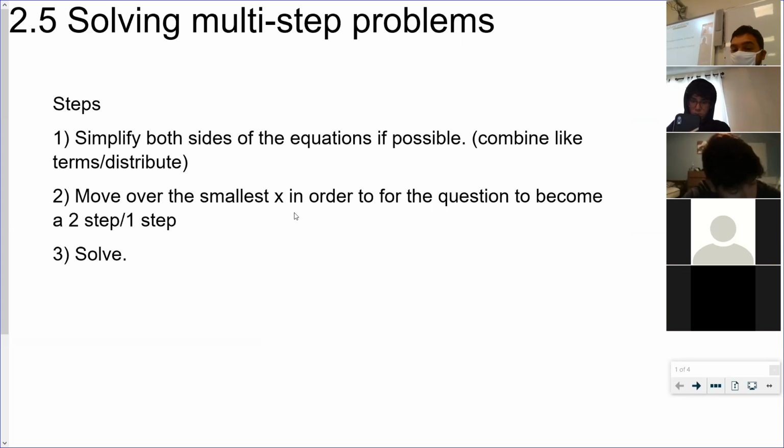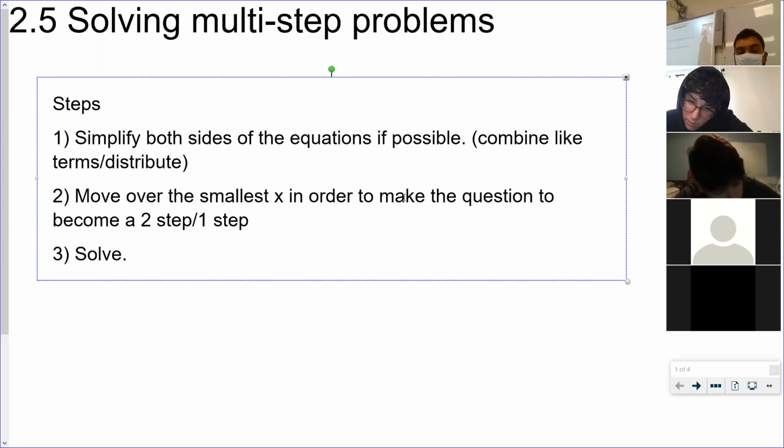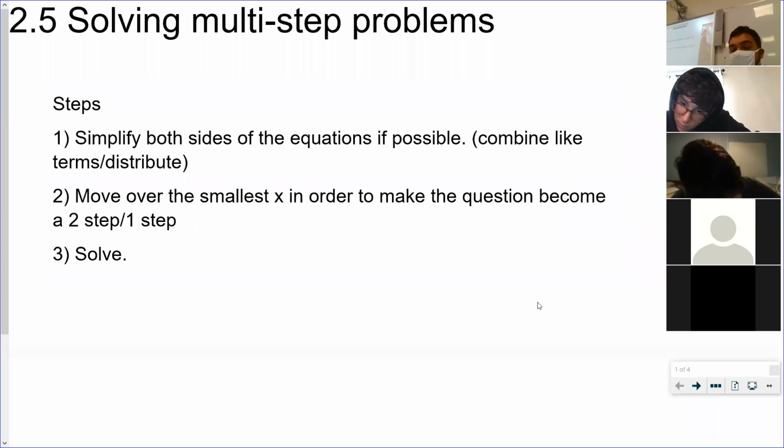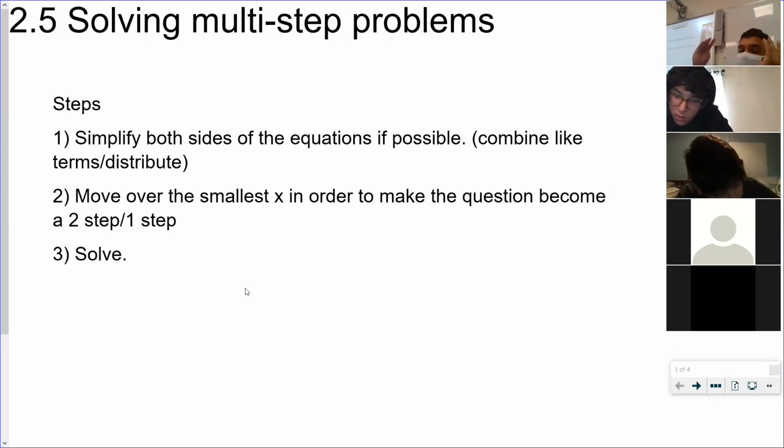Wait, what does it mean, like, in order for the question? In order to make the question become a 2-step one step. Sorry, I suck at grammar, so we're moving the smallest x in order to make the question become a 2-step one step. So just a reminder, like last time we did a multi-step, when we combine like terms or distribute, we're changing it all into a 2-step problem, and then we solve it. You move it over. Now it's a 1-step problem. You divide on both sides. You have your answer. So we're still doing that.